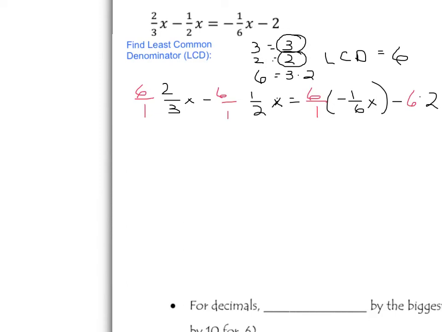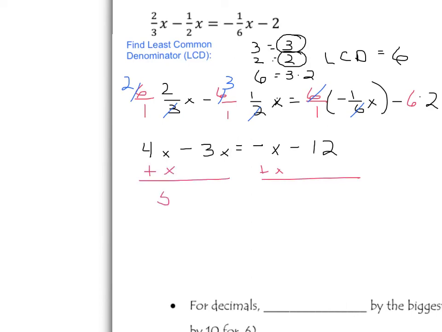Okay, so looking at the left term, 3 goes into 6 2 times. 2 times 2 is 4, so we write 4, and don't forget your x, and then the minus. 2 goes into 6 3 times, so we have 3x equals, and then you have 6 goes into 6 one time, so you end up with 1 there and that negative sign. So negative 1x is the same as negative x, and then you have minus 6 times 2 is 12.